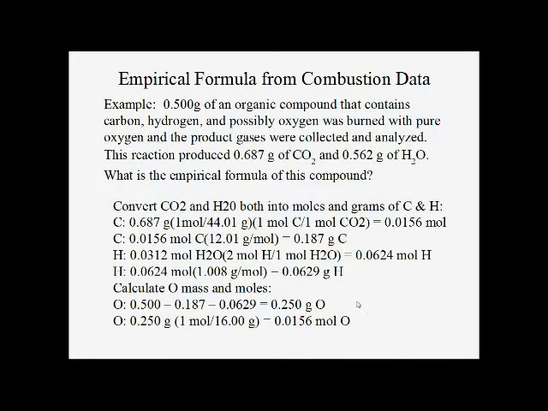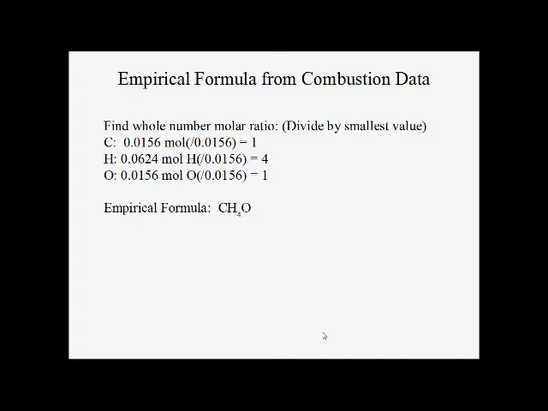So now we have moles of carbon, moles of hydrogen, and moles of oxygen, but they're random numbers, so we divide all of them by the smallest value. Both carbon and oxygen had a similar small value of 0.0156. They both become 1. The hydrogen becomes 4, so that gives our empirical formula C1H4O1. We don't write the 1, so it becomes CH4O.